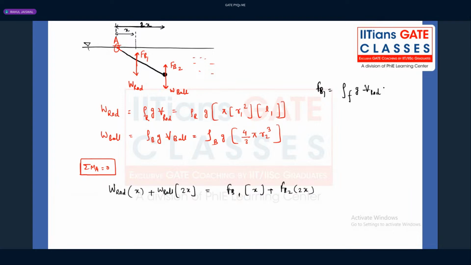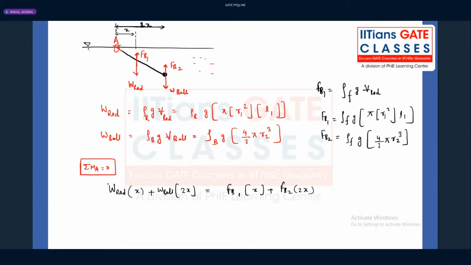So what is the next task, guys? Here we need to find out the volume of the rod. So it's rho of fluid g into pi r1 square into L1. And what is the buoyancy force 2? Rho of fluid g into the volume of the ball, 4 by 3 pi r2 cube. So here the weight of the rod, acting downward, into x, weight of the ball into 2x, is equal to buoyancy force 1 into x plus buoyancy force 2 into 2x.